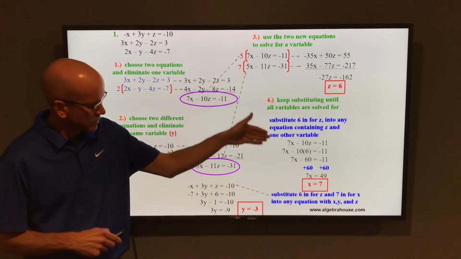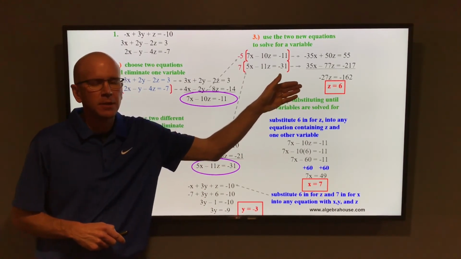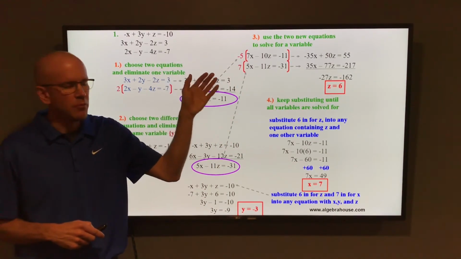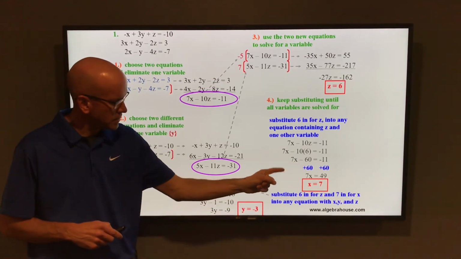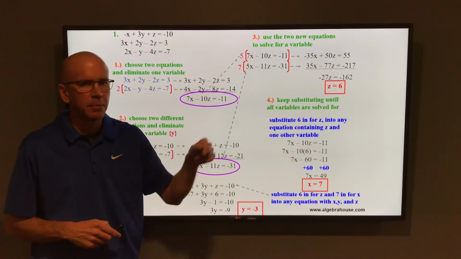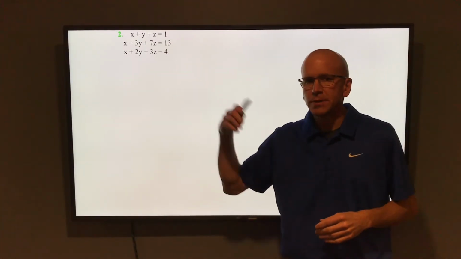So the value of x is 7, the value of y is negative 3, and the value of z is 6. So we have three planes here, and these three planes all meet at the point with coordinates 7, negative 3, and positive 6.